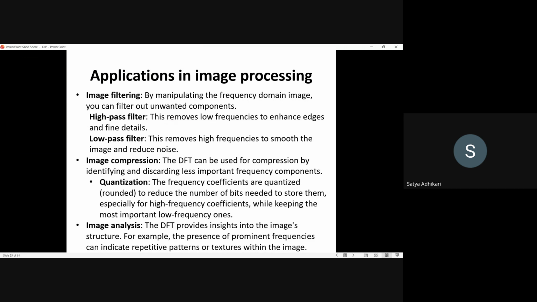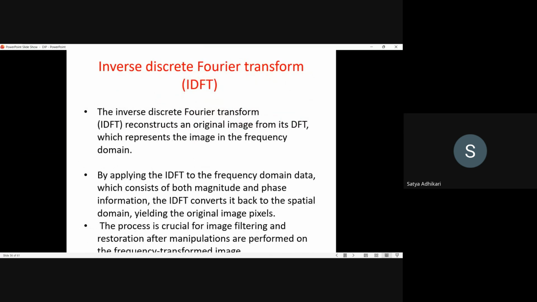The DFT provides insights into the image structure. For example, the presence of prominent frequencies can indicate repeating patterns or textures within the image. So this is an application of DFT.